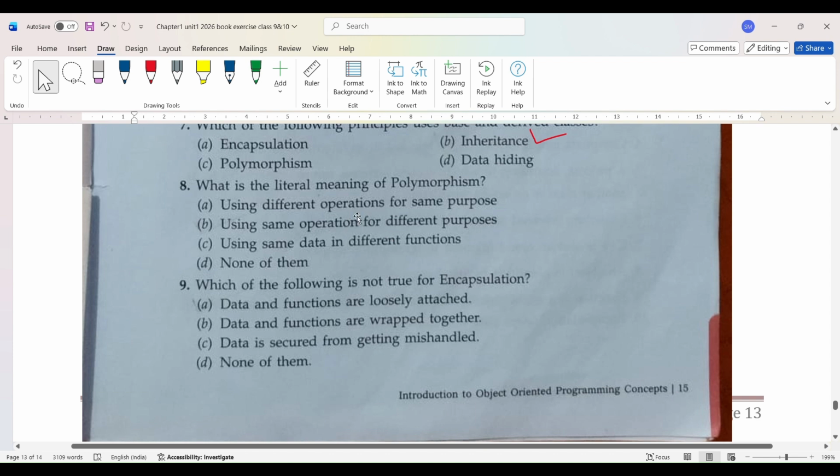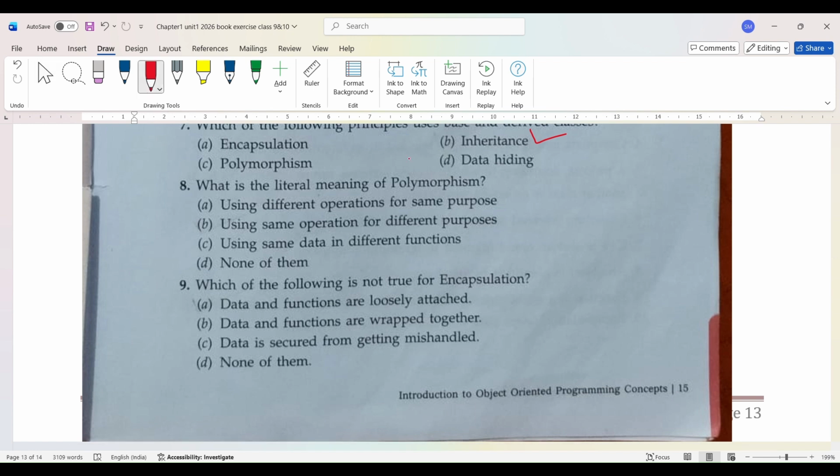Next question. Which of the following is not true for encapsulation? Data and functions are loosely tied. Data and functions are wrapped together. Data is secured from getting mishandled. None of them. We need to find which one is not true. Encapsulation means data and functions are wrapped together. Encapsulation also ensures data security. So the wrong statement is that data and functions are loosely tied. That is not true for encapsulation.